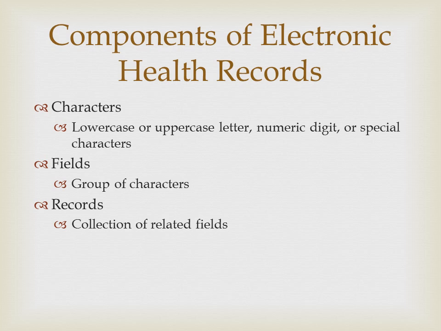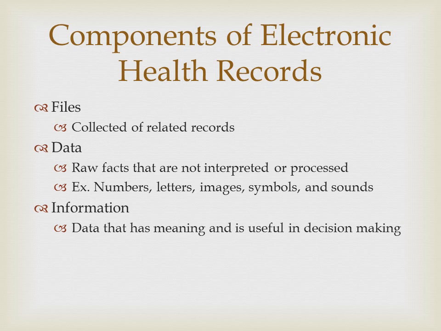Anytime there's the word fields, fields are the group of characters. And then records are the collection of the related fields. So you start out with characters, characters turn into fields, fields turn into records. Records then turn into files. Files then turn into data. Data is the raw facts that are not interpreted or processed. These are things like numbers, letters, images, sounds, and symbols. And then data turns into information.